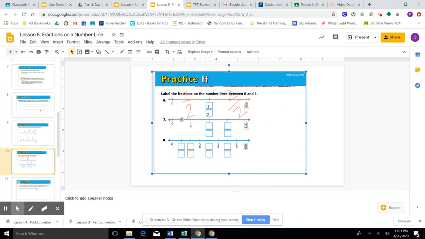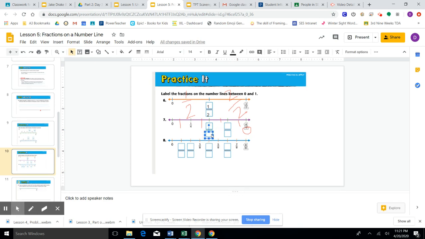Now this one is divided into 1, 2, 3, 4 parts. I can also tell that because the number on the bottom, the denominator, is 4. So I know my denominator for both of these is going to be 4. This is 1/4, so this will be 2/4. So what do you think would come next?